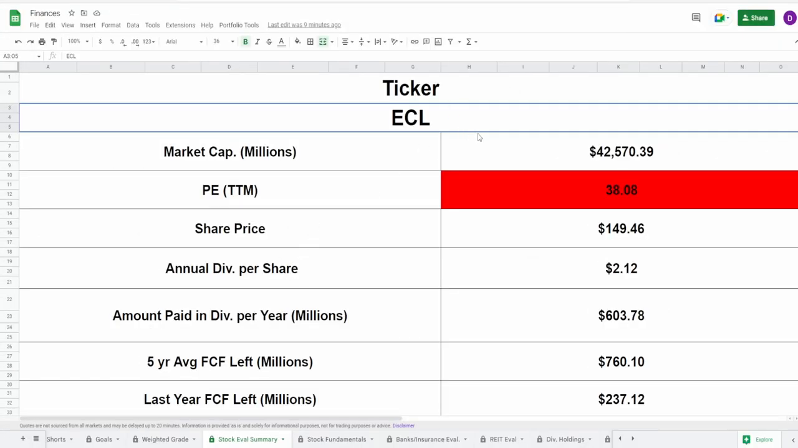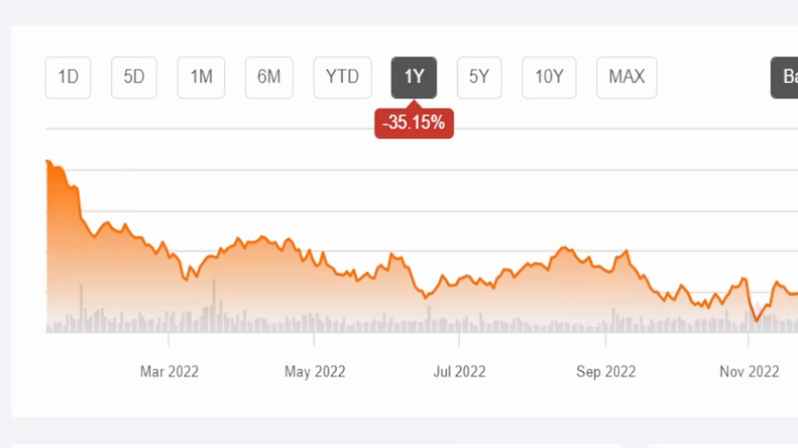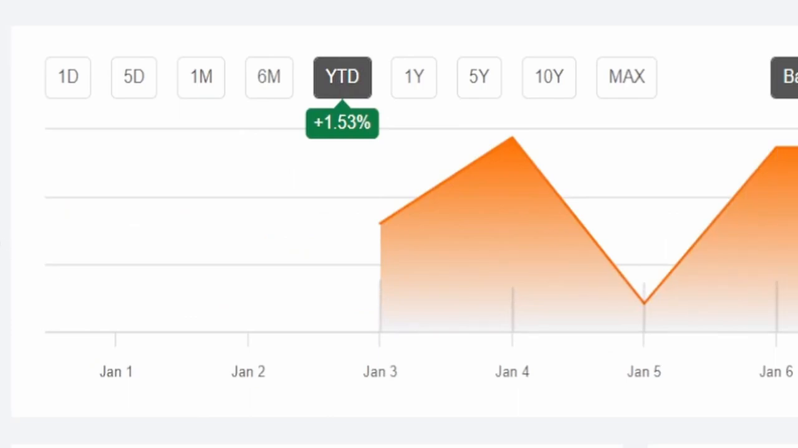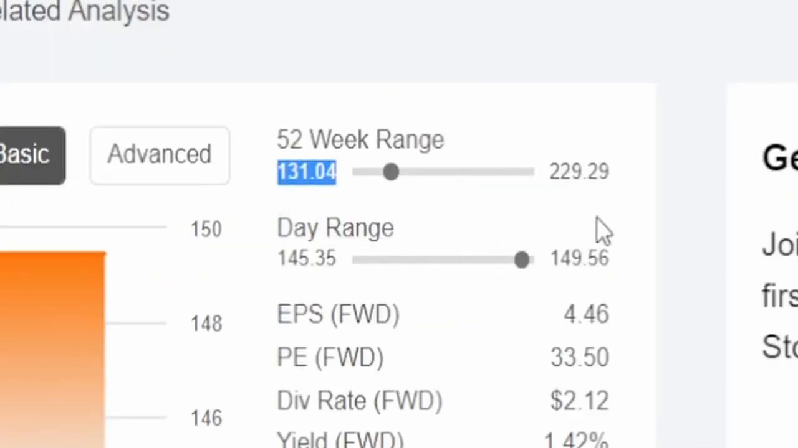The ticker symbol of ECL, market cap of $42.57 billion and a PE of 38.08 with a current share price of $149.46. So just from that, guys, this is telling me that this is very, very expensive. And even looking at this, they're down on the 1 year 35.15%, and on the year to date, they're up 1.53%, but again, there's only been 6 days so far this year. 52 week range is $131 to $229, so we are fairly, fairly close to 52 week lows when it comes to this.